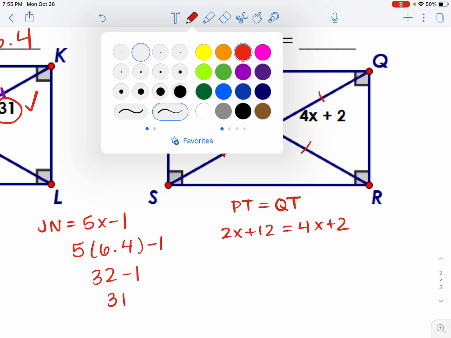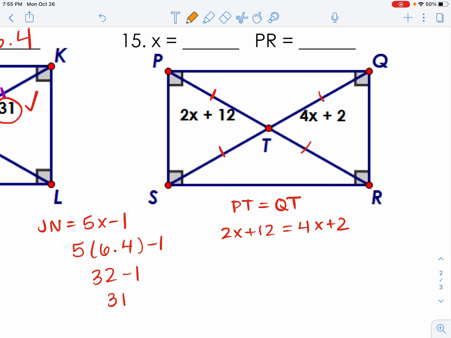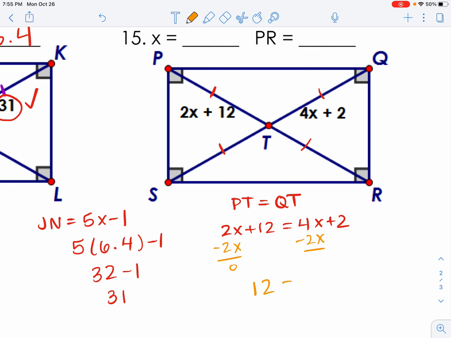And now I'm going to solve for x by getting all of the x's to the same side. So I'm going to start by subtracting 2x. Why do you think I started there? Because 2x was smaller, so I get to keep positive numbers. So 2x minus 2x is 0. I'm going to bring down the 12 equals 4x minus 2x is 2x. And I'll bring down the plus 2.